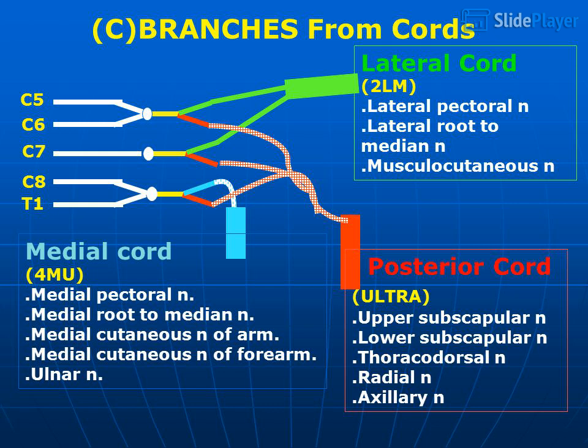Medial cutaneous nerve of arm. Medial cutaneous nerve of forearm. Ulnar nerve. Posterior cord: upper subscapular nerve, lower subscapular nerve, thoracodorsal nerve, radial nerve, axillary nerve.